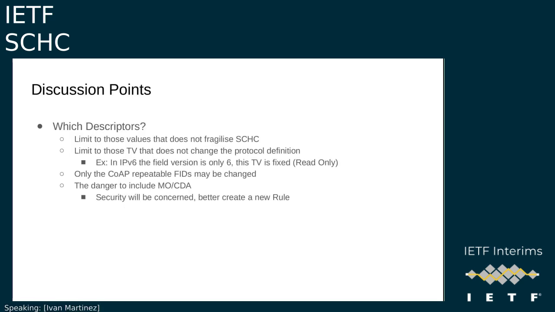So these are the discussion points we have. Which are the descriptors? Do we need to limit those values that do not fragilize SCHC? Do we need to limit those target values that do not change in the protocol definition, like for example the IPv6 field? Put it in read-only, that's what we proposed. Only the CoAP repeatable field ID may be changed, that's what we proposed.